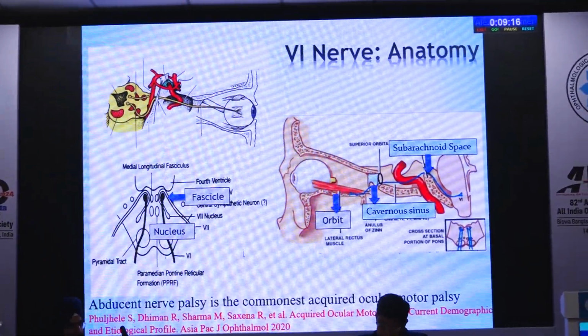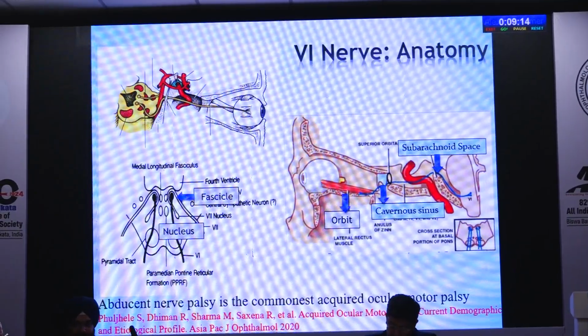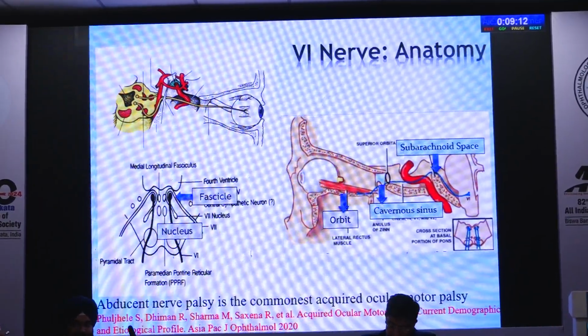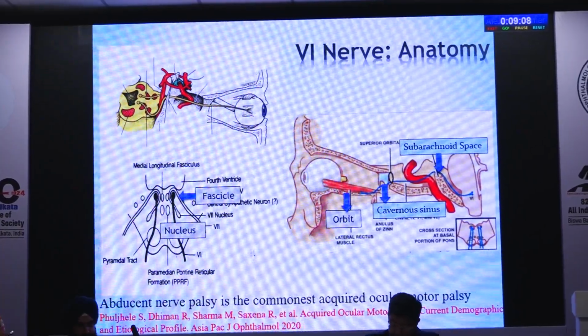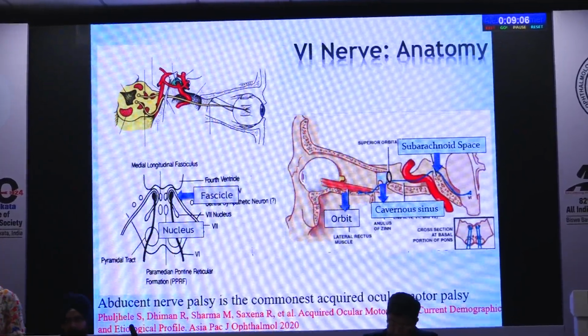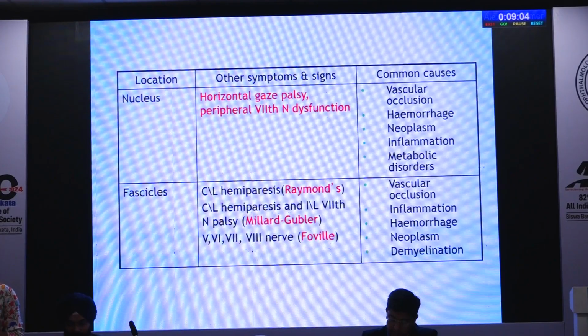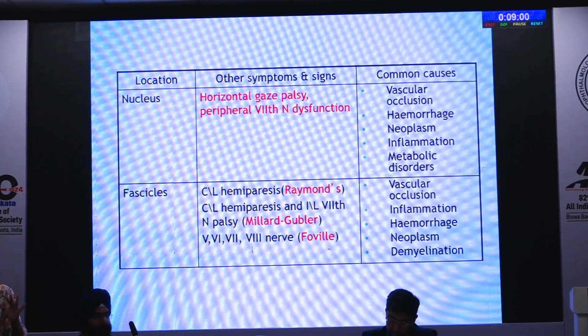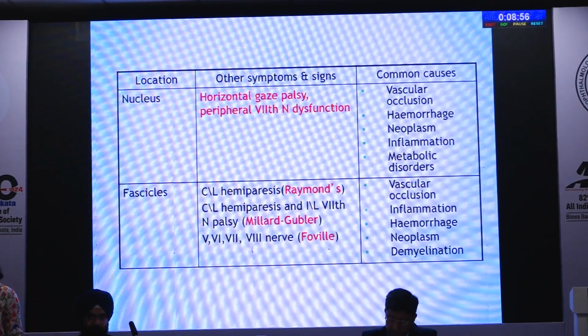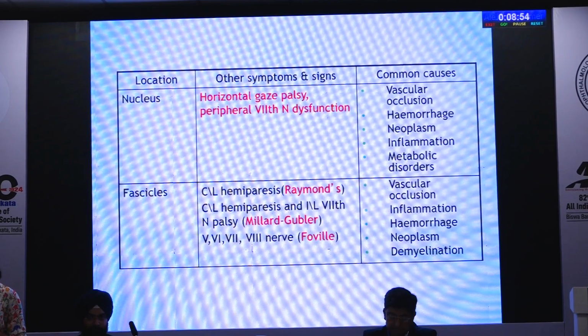So if you look at this, just quickly brushing this up, the nucleus is present at the level of the pons. It's present in association with very important structures. So you have the seventh nerve, the PPRF, which is the horizontal gaze center, and the pyramidal tract. Based on this, you will know that if there's a nuclear or a fascicular involvement, it cannot be isolated. So look for those neurological signs, like a gaze palsy, a seventh nerve dysfunction, hemiparesis, along with the sixth nerve palsy.